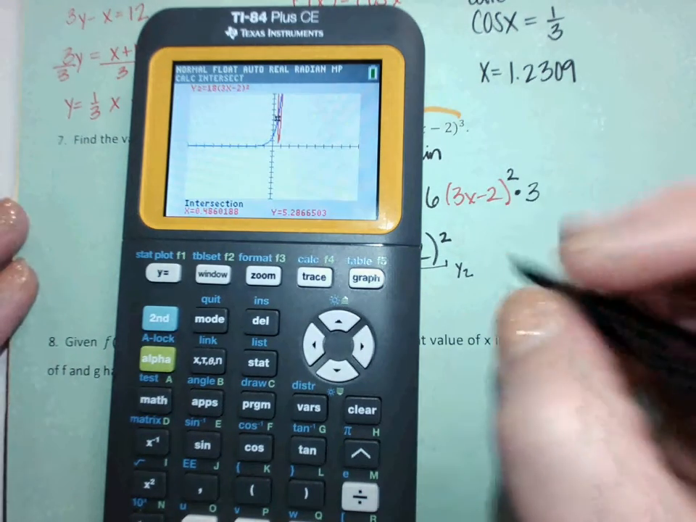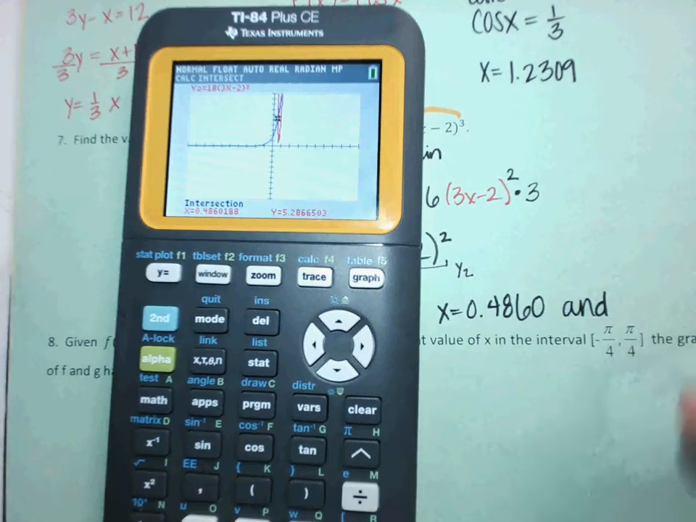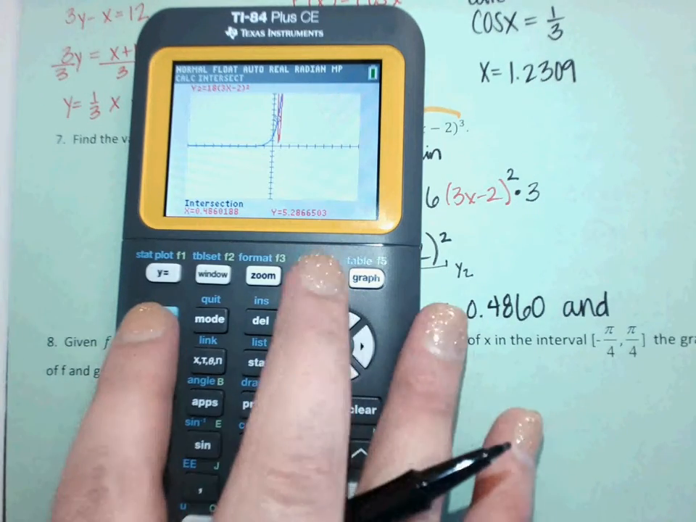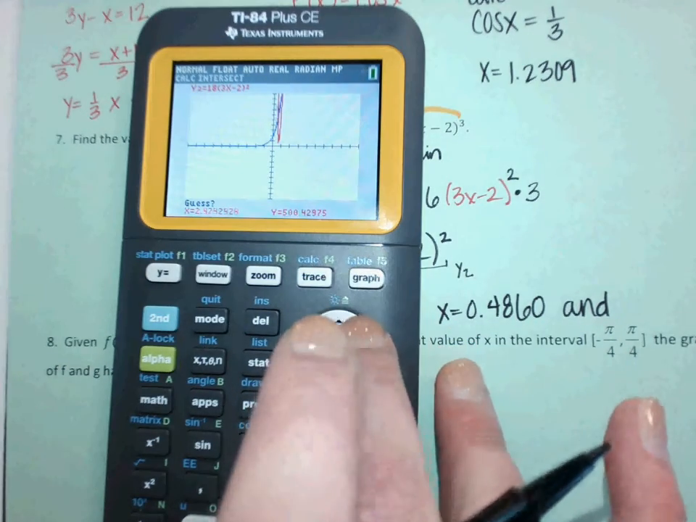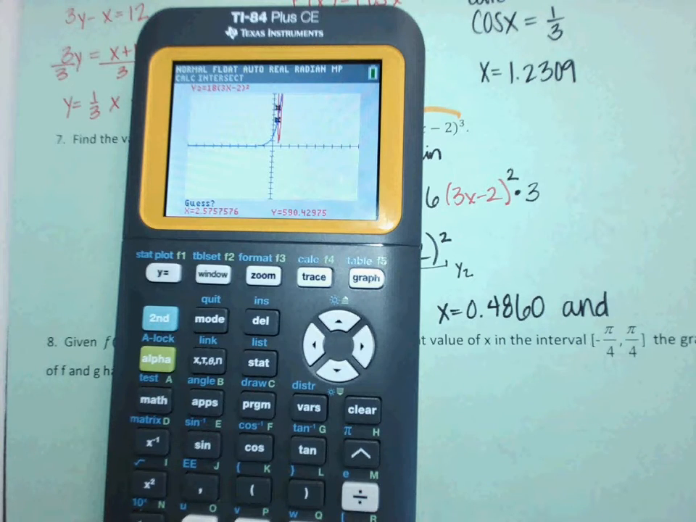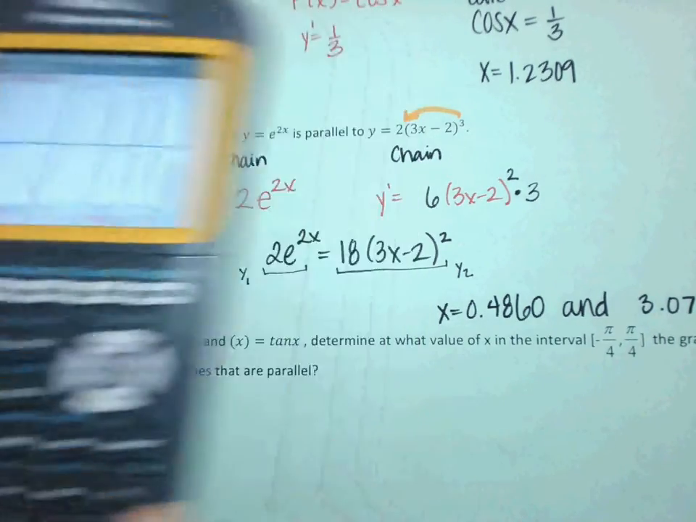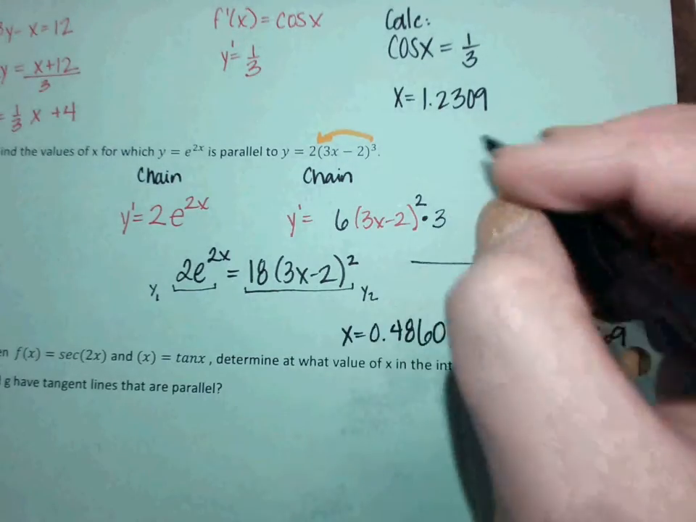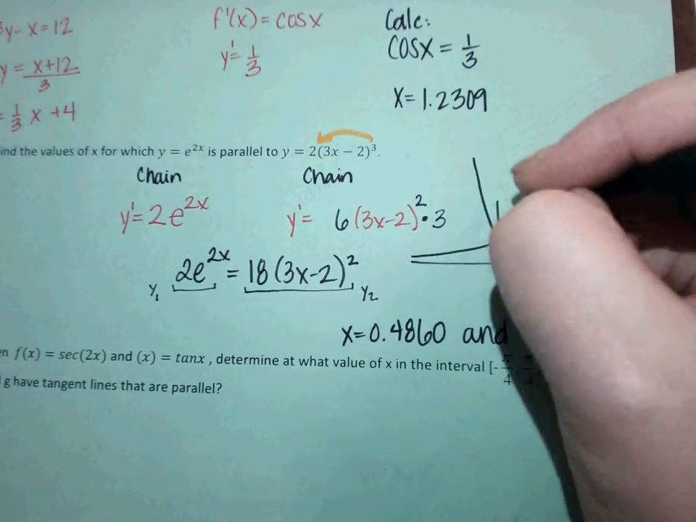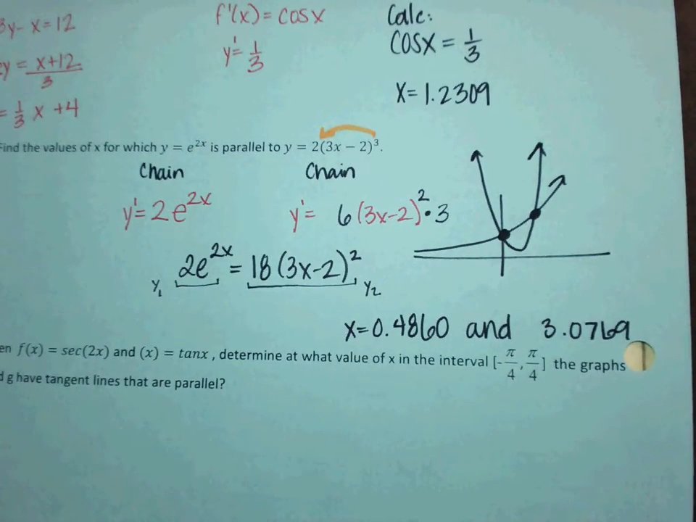Okay, first one I found is x equals 0.4860, and then I need to find my second guy, second trace, option 5, enter, and then for guess, I'm going to scooch over closer to the other one. So you can just kind of arrow over to the other side. So 3.0769. Make sense? Easy? Yes. Okay, next one.